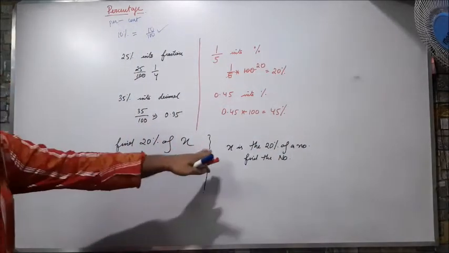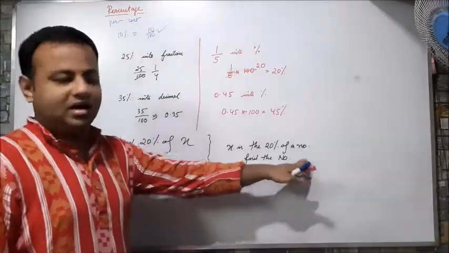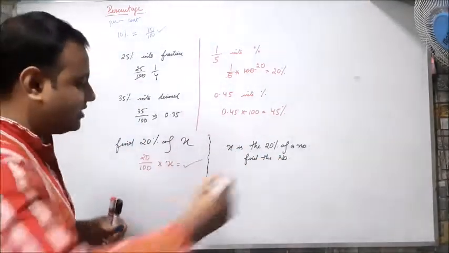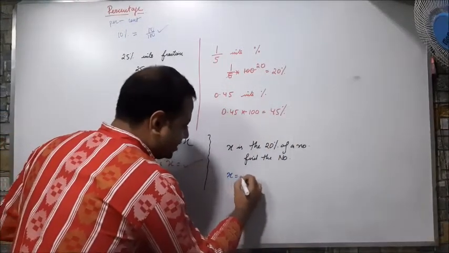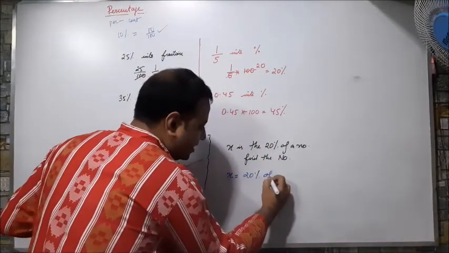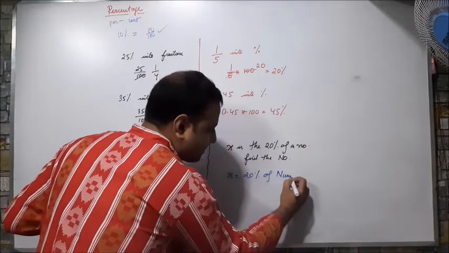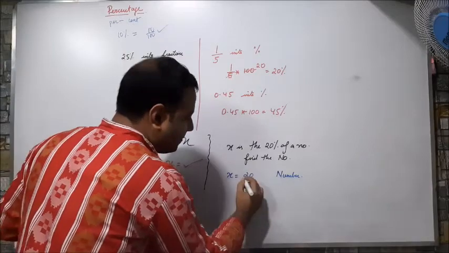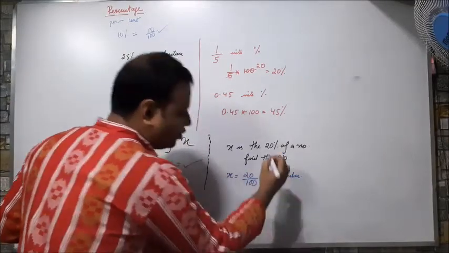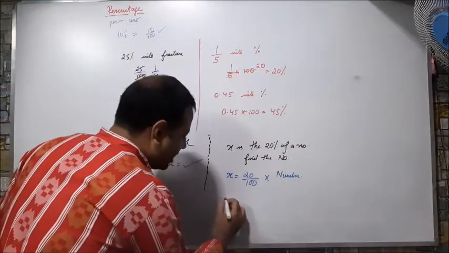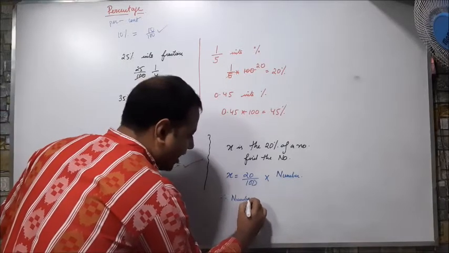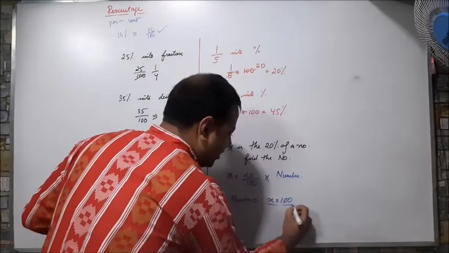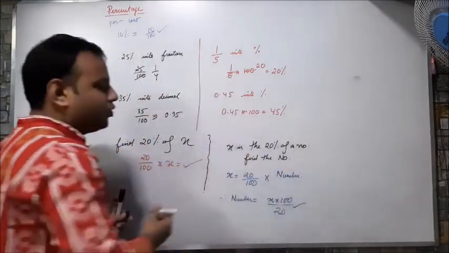What is being said? x is the 20% of a number. Find the number. You have to find the number whose 20% is x. Then what you will write? x is equal to 20% of the number. 20% means what? 20 by 100 into the number. So therefore, if you have to calculate the number, what I will get? I will get x into 100 by 20. So this is how you can calculate the number.